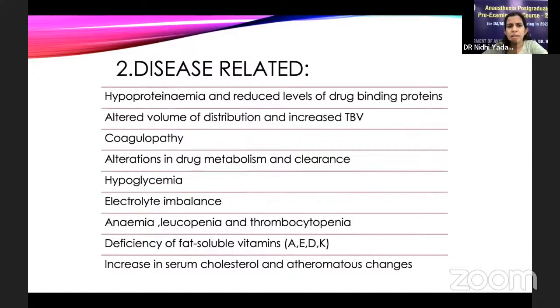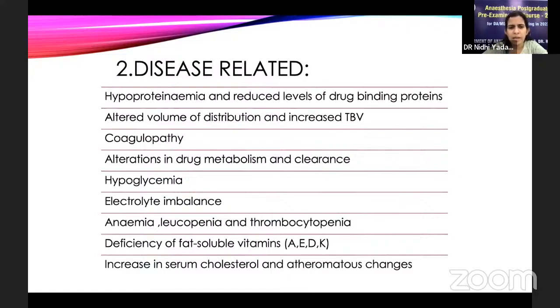Disease-related concerns: since the synthetic capacity of the liver is decreased, there is hypoproteinemia and reduced level of drug binding proteins. That leads to reduced drug binding. There's altered volume of distribution and increased total blood volume. There's coagulopathy due to deficiency of vitamin K and vitamin K dependent clotting factors. There's alteration in drug metabolism and clearance.